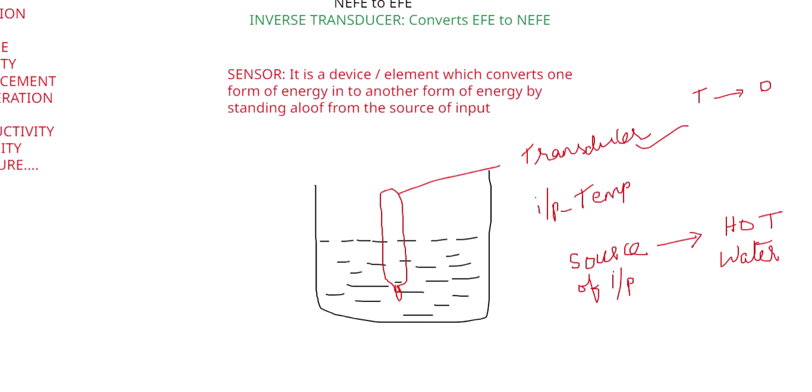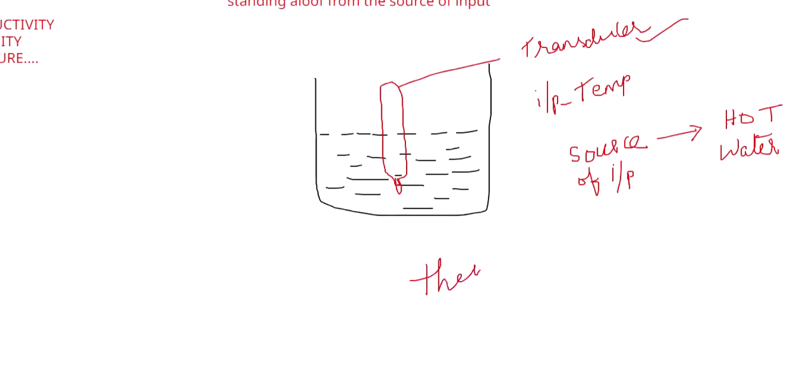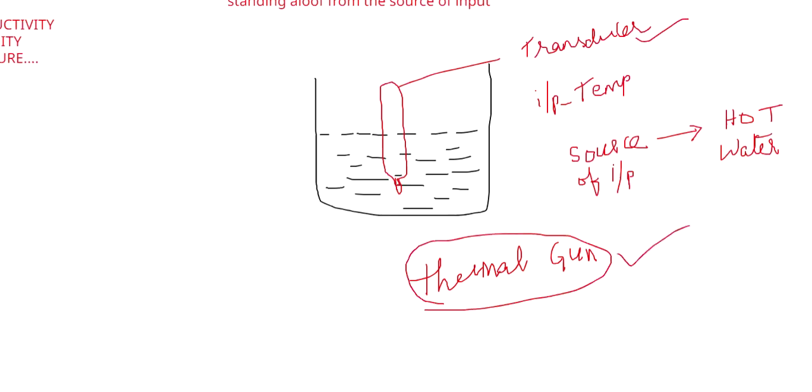If I use a thermal gun, this thermal gun will generate a laser beam such that if the light beam is in contact with this hot water, then we will get a reading in the thermal gun. Now, this thermal gun instrument is not in direct contact with the source of input, the hot water. We are placing the thermal gun at a distance from this source of hot water. So this thermal gun is now an example of a sensor, right?